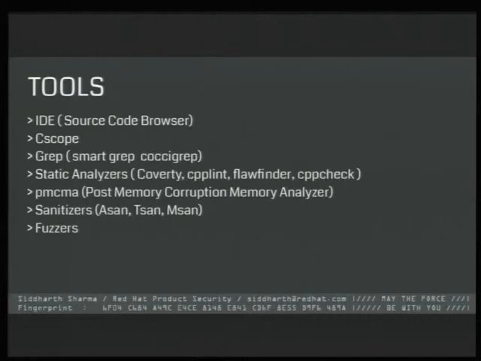Some of the fast tools are CPPLint, Flawfinder or Cppcheck. Cppcheck is good. It shows quite a lot of problems. And there is this post-memory-corruption memory analyzer. It's on GitHub. If anyone wants, I'll share the link. You can run the program and attach the PID to this. So whenever the program crashes, it is going to analyze it automatically and tell you most of the regions where things were executable on the stack or the heap or wherever.